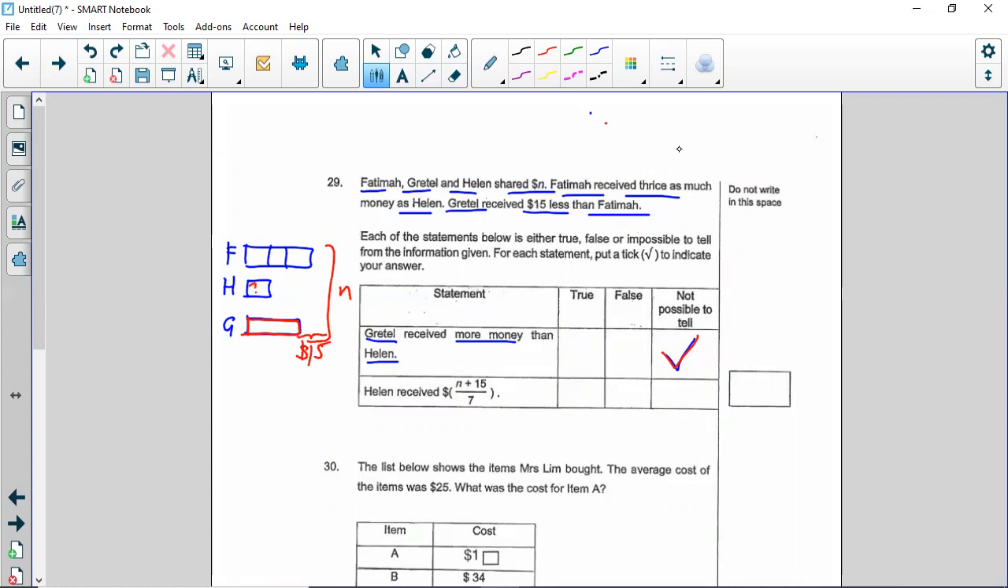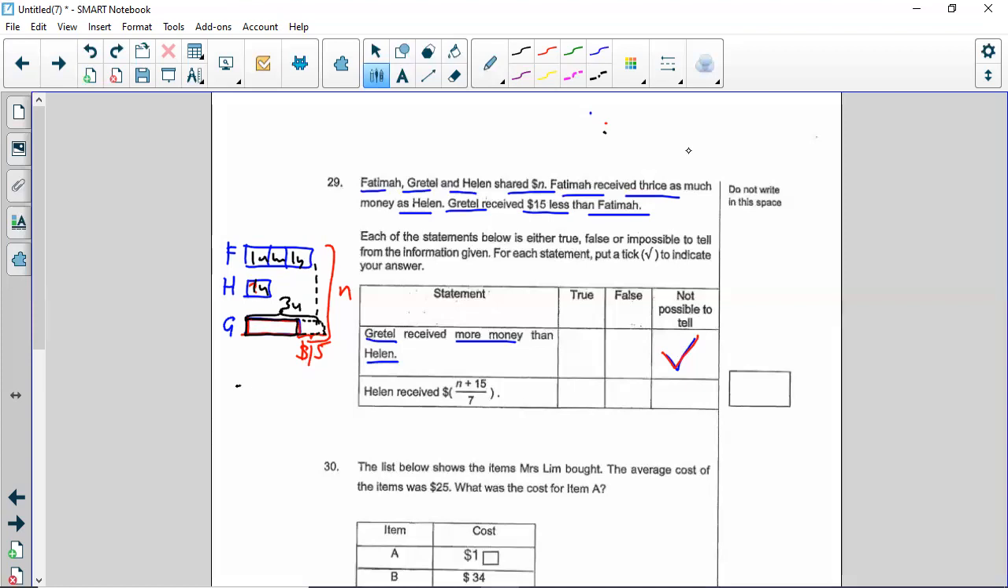So again, what's the method? Model drawing. And then what do you do next? Last thing to do is to put the units into your model. 1, 2, 3, 4. And then how do you find Helen's money? Open your eyes big. Now, Gretel's rectangle is not in units. Can I make units out of her rectangle? Stretch it so that it's the same as Fatima's. Stretch Gretel's rectangle until it's the same length as Fatima's. And now Gretel has another 3 units. Stretch Gretel's rectangle to make 3 units.